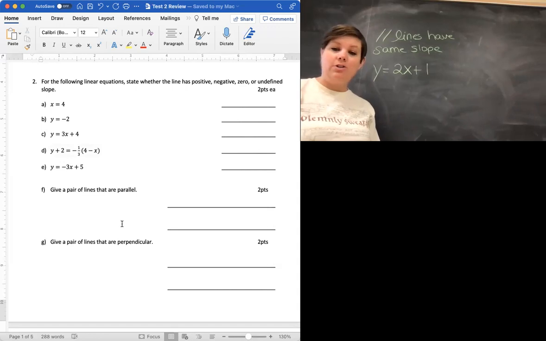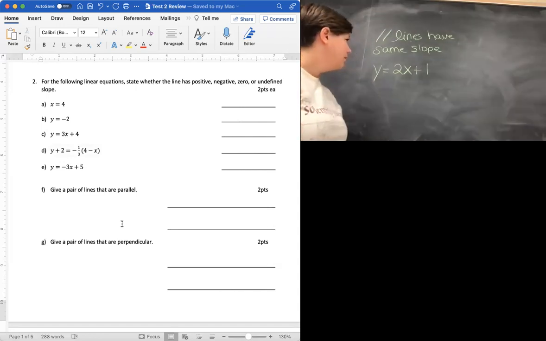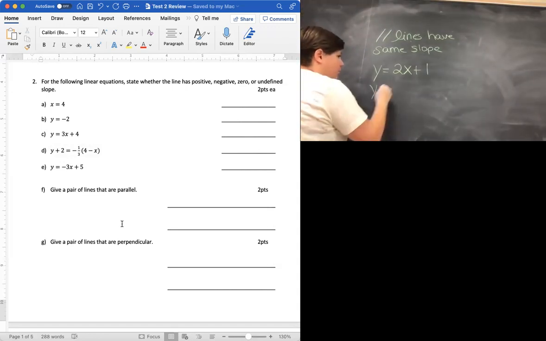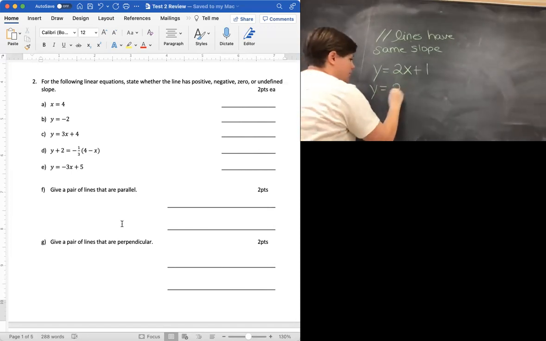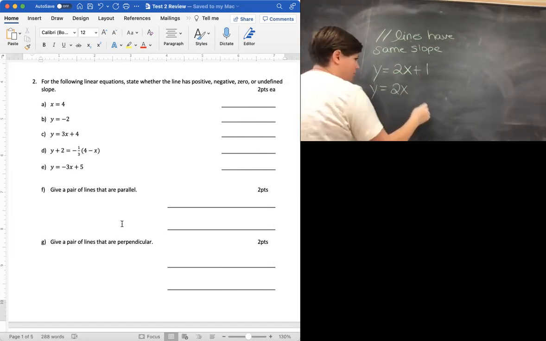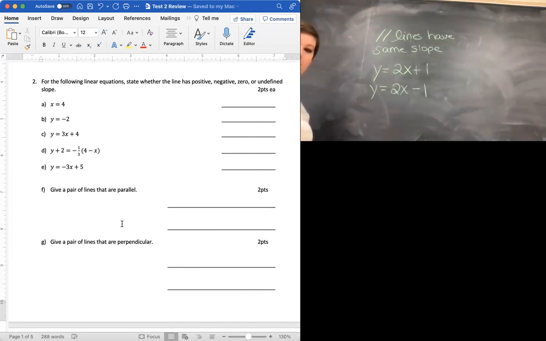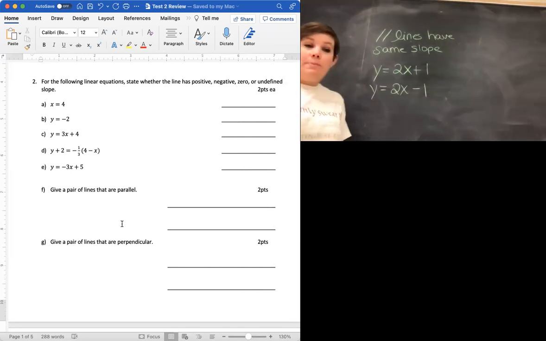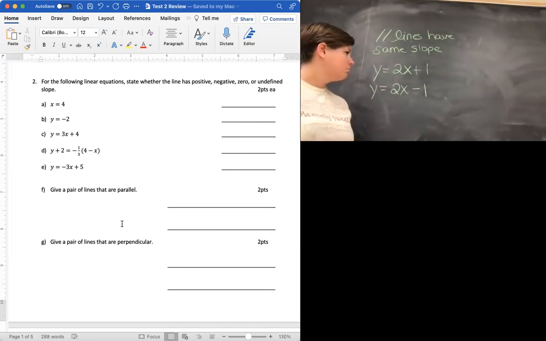Now I need to write the equation of a line that's parallel to that. Well, y equals, if they're parallel, they have the same slope. So it's 2x, and then instead of plus 1, I'm going to put minus 1. That is a pair of parallel lines. Did I just make them up? Absolutely. That's what you're supposed to do for F.